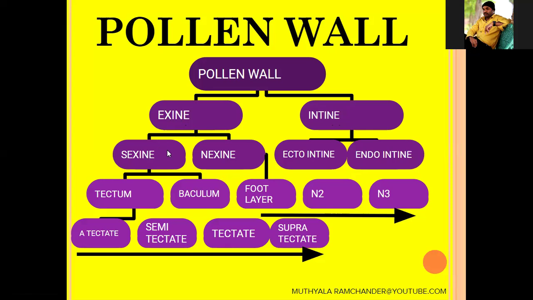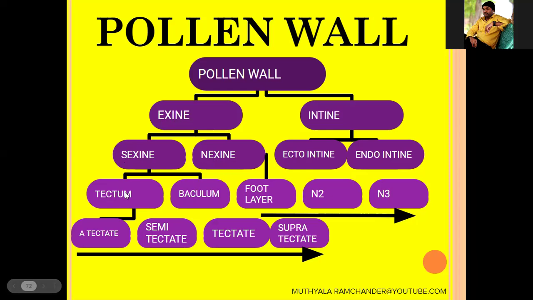Exine is again divided into two sublayers: sexine and nexine. Sexine is the outer layer of exine. Nexine is the inner layer of exine. Sexine is again divided into two sublayers. They are tectum and baculum. Tectum is the outer layer of sexine. Baculum is the inner layer of sexine.